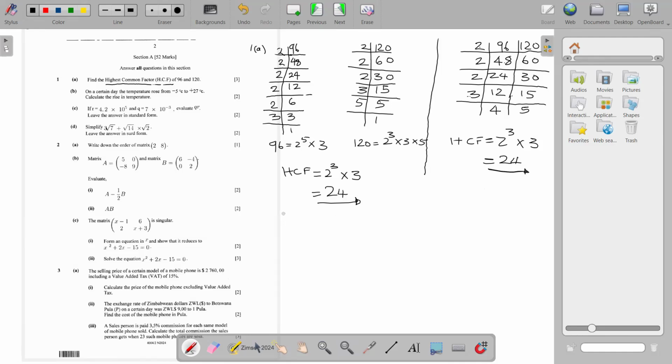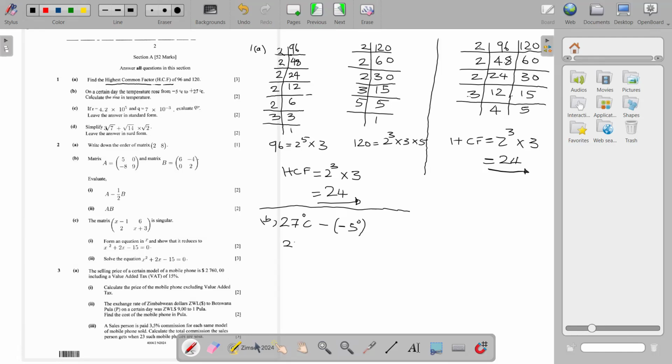Then let's go to the second question. You are told that on a certain day, the temperature rose from minus 4 degrees Celsius to 27 degrees Celsius. Calculate the rise in temperature. You have to know that to calculate the rise, you say final temperature minus initial temperature. The final is where it rose to, so the temperature rose to 27 degrees Celsius. Minus, it rose from where, that's our initial temperature, minus 4 degrees Celsius.